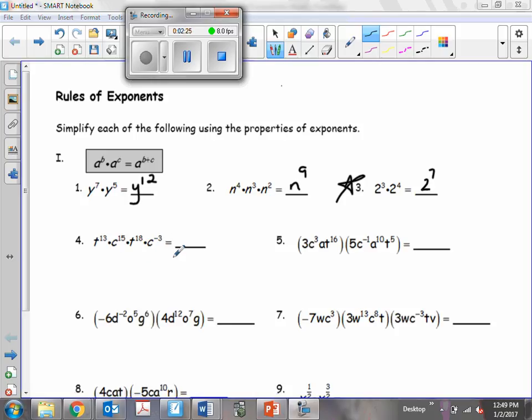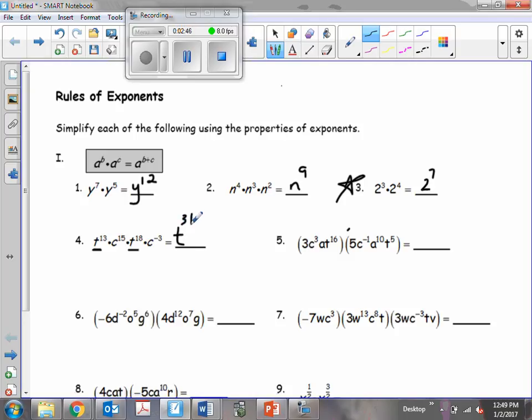So let's look at the t's first. The t's have exponents of 13 and of 18. So we are going to add those together. So my base of t will stay my base of t, but then I would add that 13 plus that 18 to give me that exponent of 31.